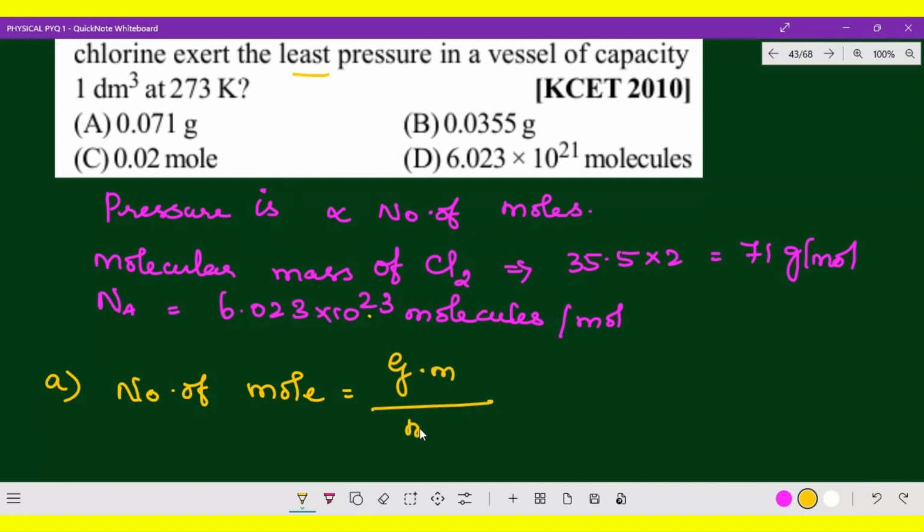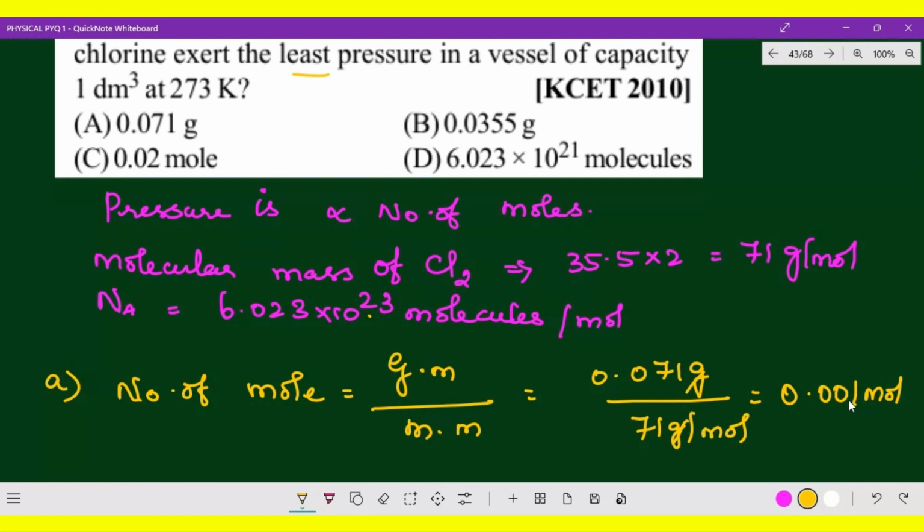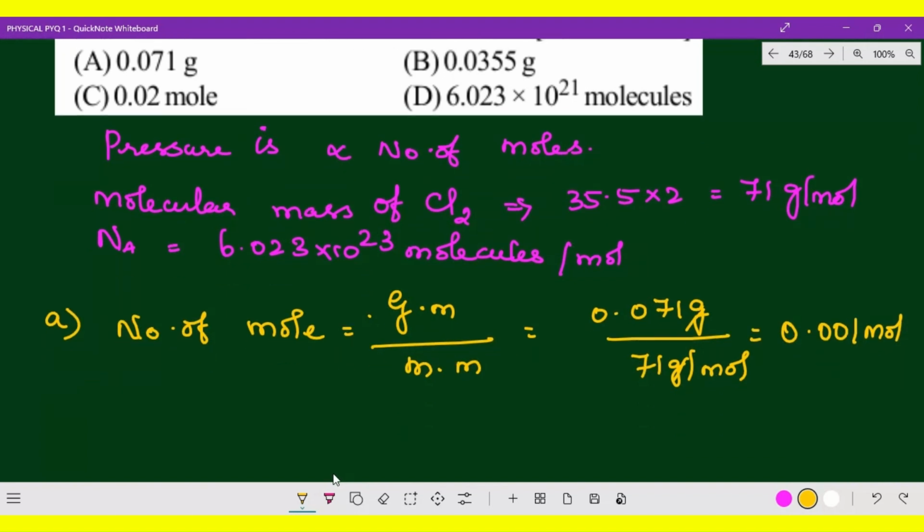So number of moles equal to given mass by molecular mass, right? Here, first one, option A, what they have given is 0.071 gram, and molecular mass of chlorine is 71 gram per mole. Now this and this will be cancelled, and what remains is 0.001 mole. So 0.001 is option A.